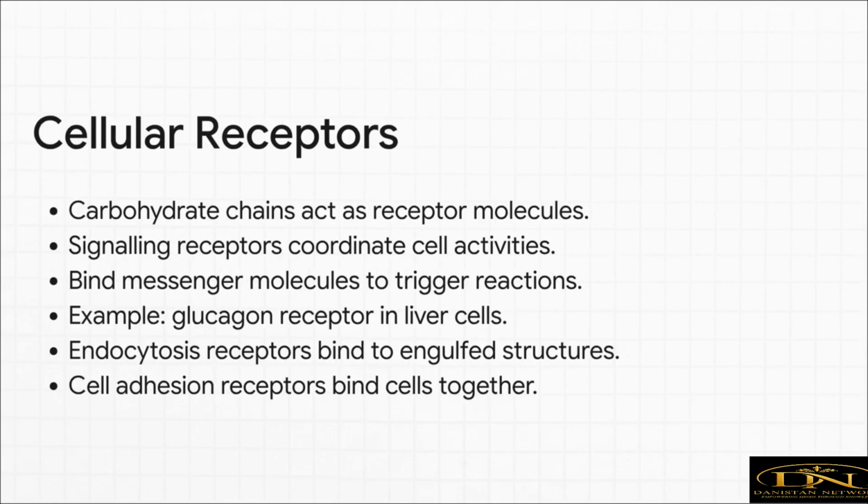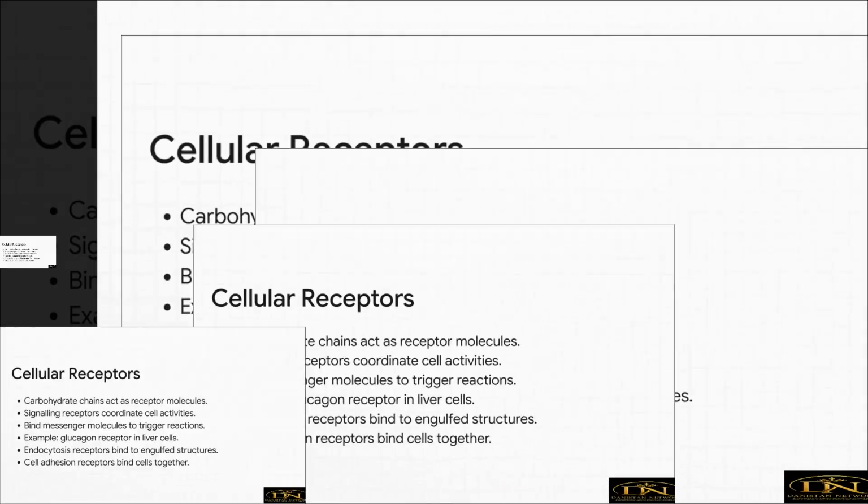Now these antennae solve a massive problem: cellular blindness. The glycocalyx allows the cell to act as a highly specific receptor network functioning in three main ways. First, you have signaling receptors that recognize messenger molecules like hormones and neurotransmitters. When a messenger binds to the antenna, it triggers a specific domino effect of chemical reactions inside the cell. For example, the glucagon receptor in liver cells responds exclusively to glucagon.